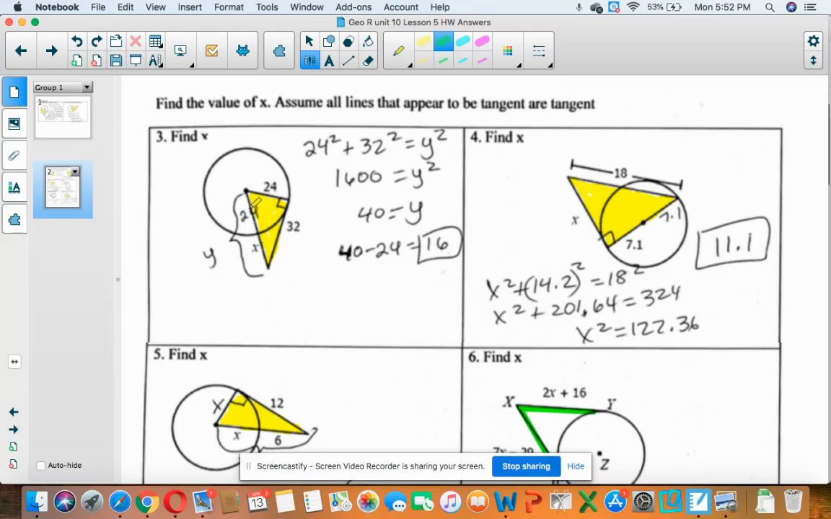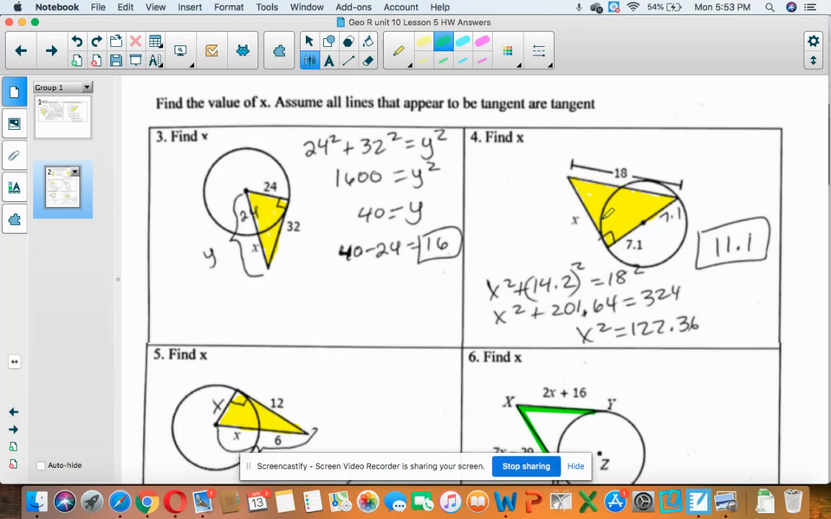So another way to do this is to instead call the whole hypotenuse y. So look at my Pythagorean theorem. It would say 24 squared plus 32 squared equals y squared. Well, 24 squared plus 32 squared is 1600, equals y squared, and the square root of 1600 is 40. So this whole hypotenuse is 40, but I just want to know x. This part is 24, so 40 minus 24 is 16. So it's much easier when this hypotenuse is one thing. Otherwise, you're squaring that whole thing, and you have to FOIL, and it just gets a little messy looking.